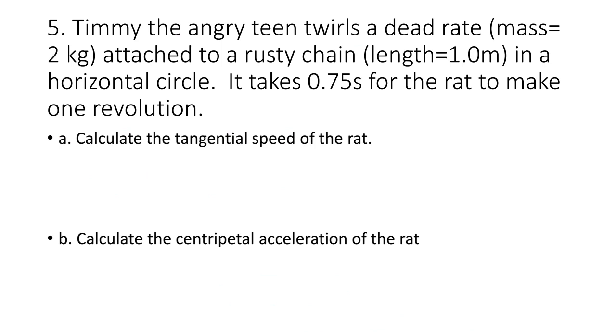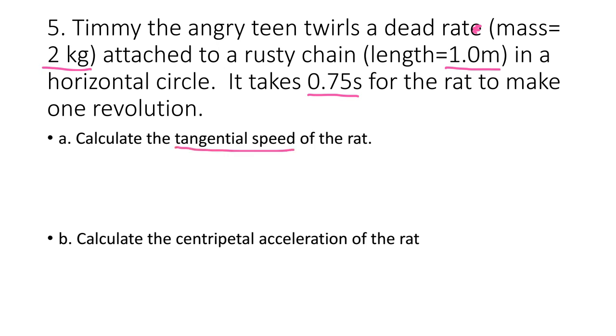And lastly, number 5. Timmy the angry teen twirls a dead rat with a mass of 2 kilograms attached to a rusty chain with a length of 1 meter in a horizontal circle. It takes 0.75 seconds for the rat to make 1 revolution, goes around once. Letter A, calculate the tangential speed of the rat.